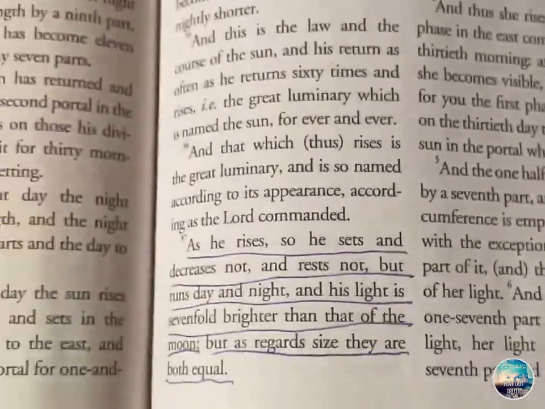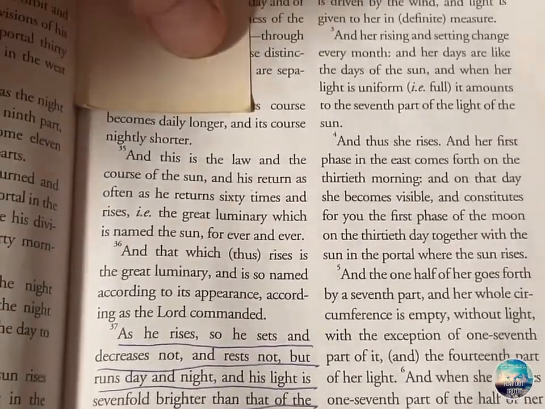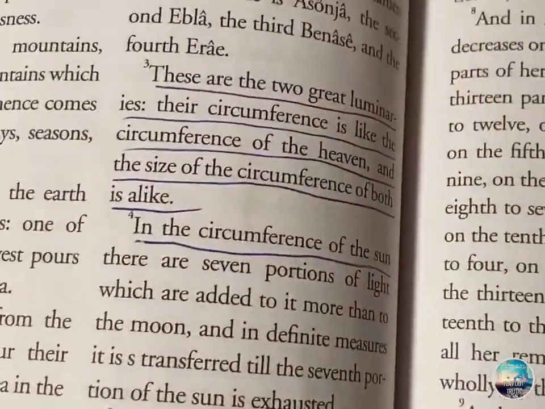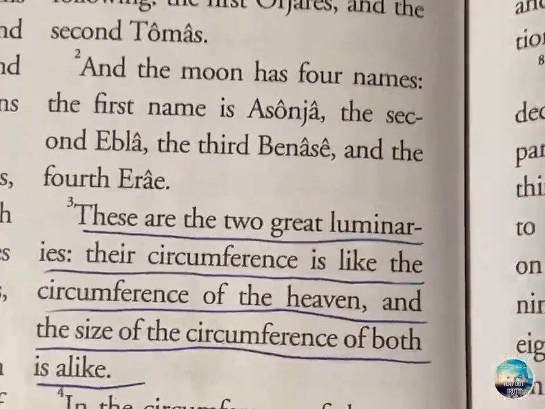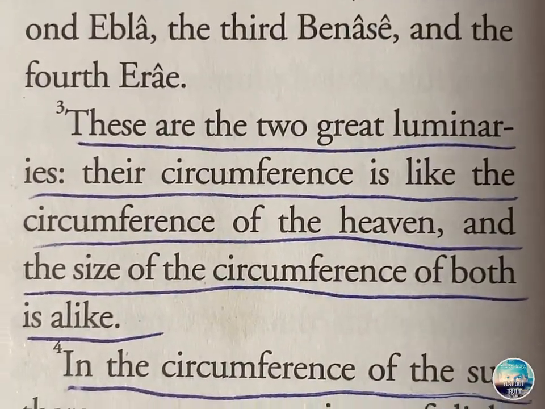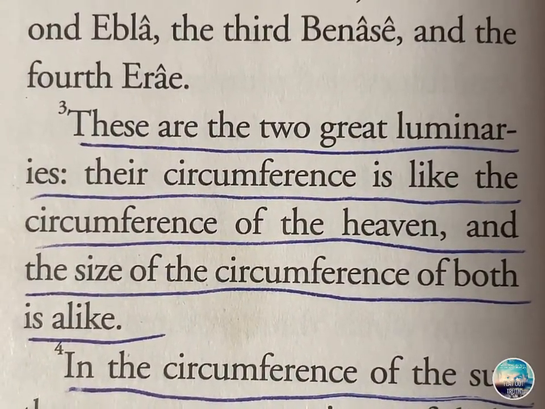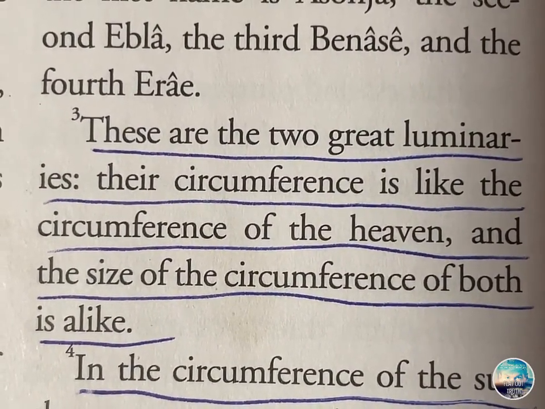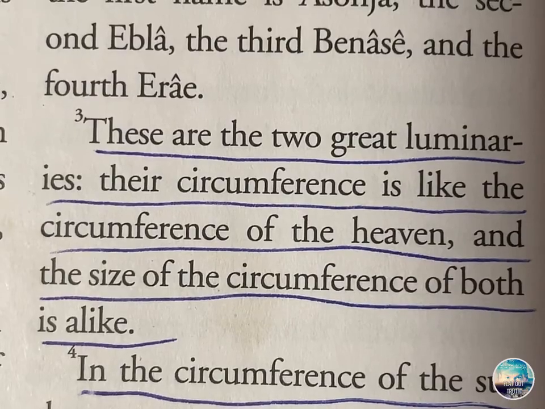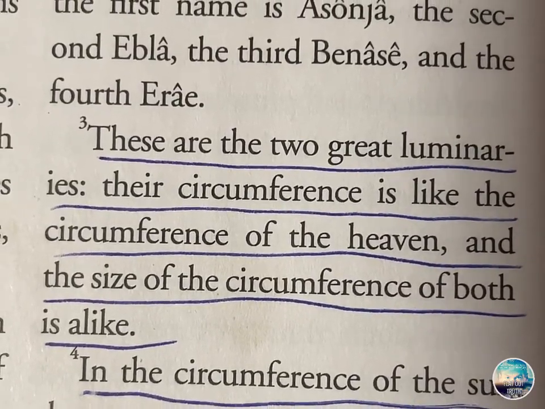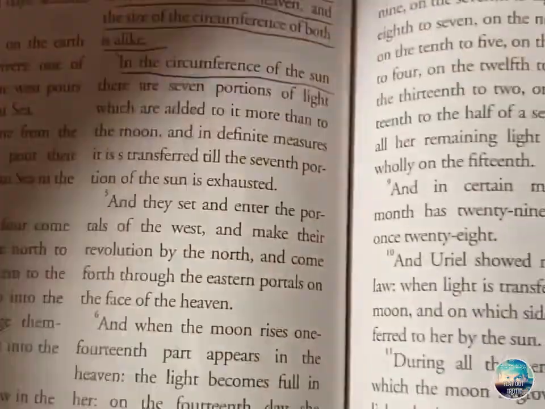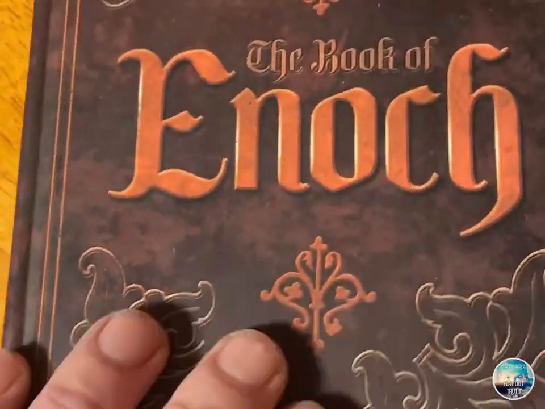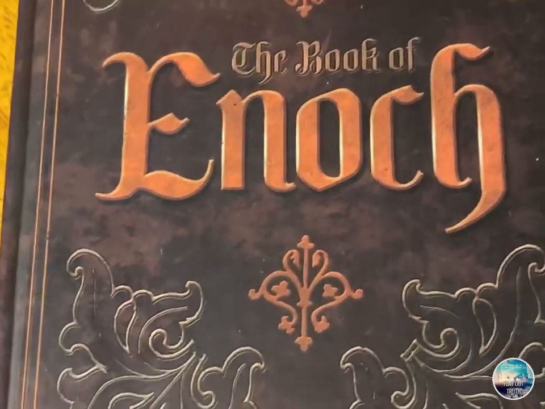Now let's flip over here to chapter 78. "Okay, these are the two great luminaries. Their circumference is like the circumference of the heaven, and the size of the circumference of both is alike." Imagine that. So when you look up into the sky and your common sense and your instincts tell you that they both are the same size, it's because they are.